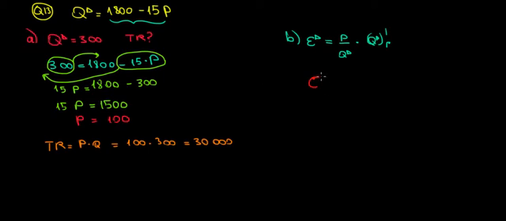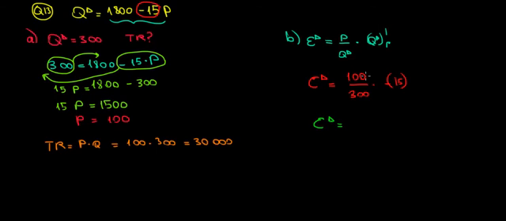That's 100. We know the quantity demanded. The quantity demanded would be equal to 300. So 100 divided by 300. And then what would be the derivative? Well, the derivative is over here because we have the function of quantity in terms of price. And that's equal to minus 15. So minus 15.